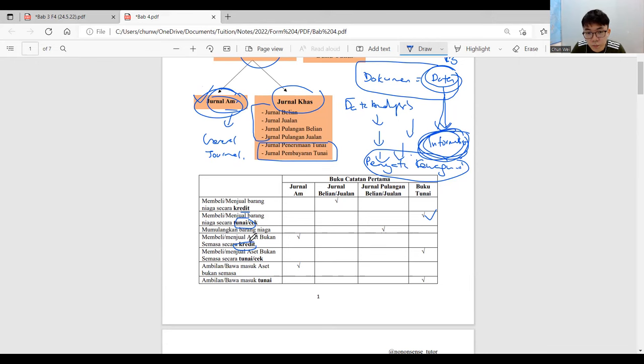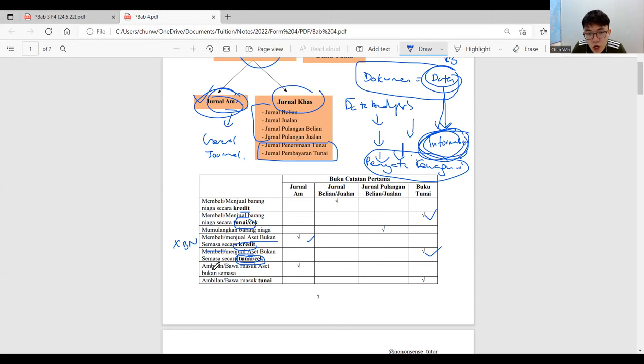Alright, so now you see, you beli atau menjual aset bukan semasa. This is not a barang niaga. If it's not a barang niaga, then it is in the jurnal am. Okay, now next. You secara tunai cek. I don't care, is it an aset bukan semasa or barang niaga, as long as it's secara tunai, straight away go to the buku tunai.